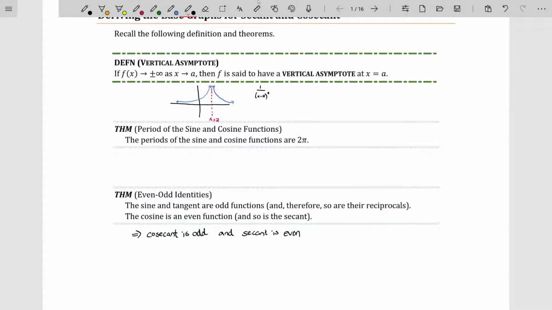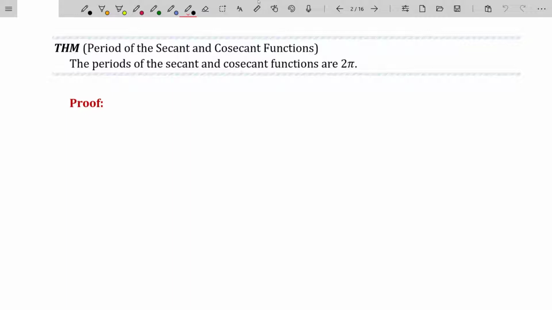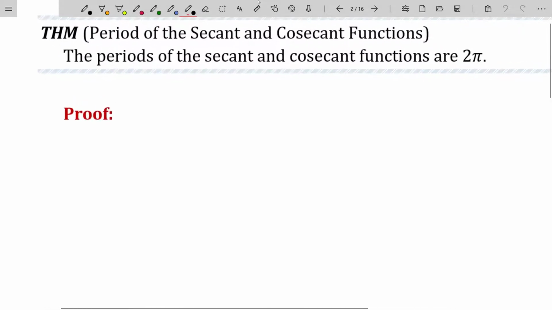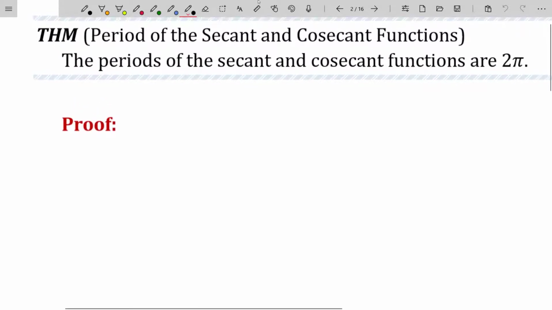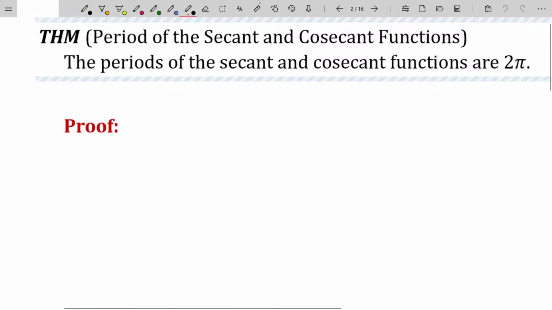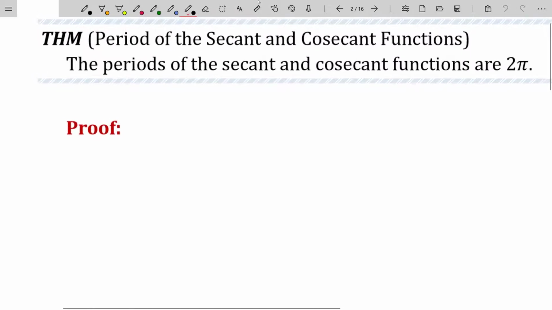It always has been. So here it is, the theorem about the period of the secant and cosecant functions. The period of both those functions is going to be 2 pi. And the proof is pretty much the same as the proof for the period of the sine and cosine functions. In fact, it's actually using the fact that cosine and sine are even and odd respectively.